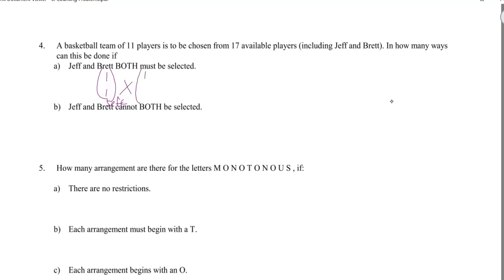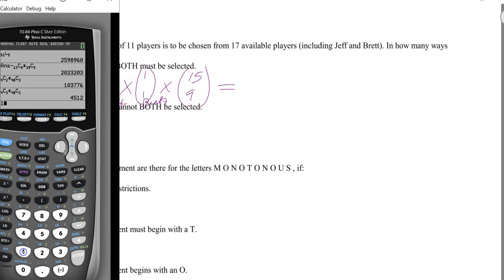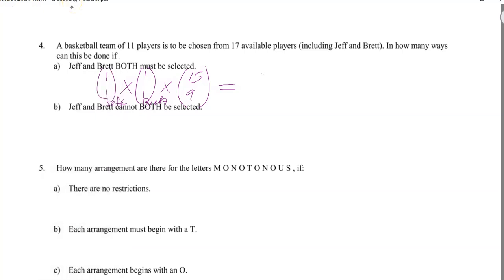And one Brett, and we want one of them. And there are 15 players left and we need 9 of them. Now, 1 choose 1 is just 1, so this whole thing will just be 15 choose 9. That's 5,005. Palindrome means the same forwards as backwards.